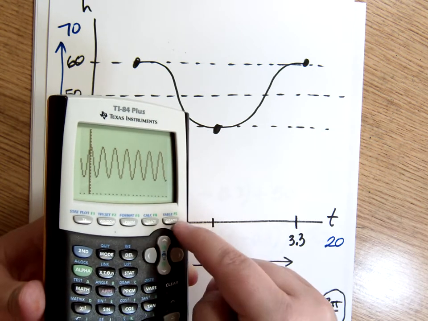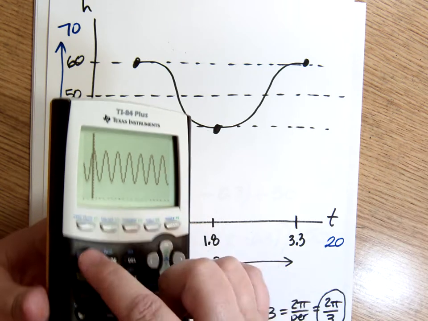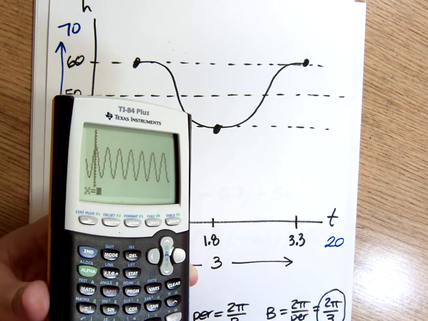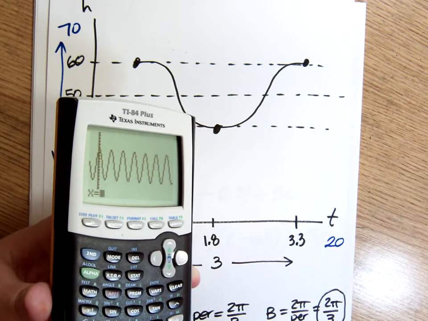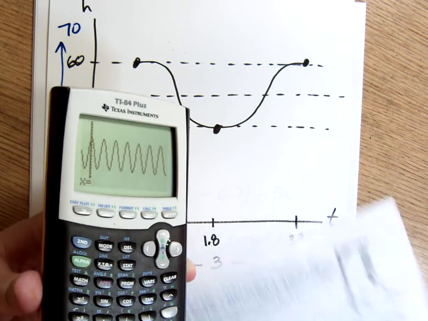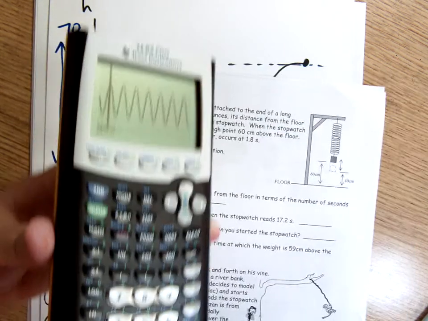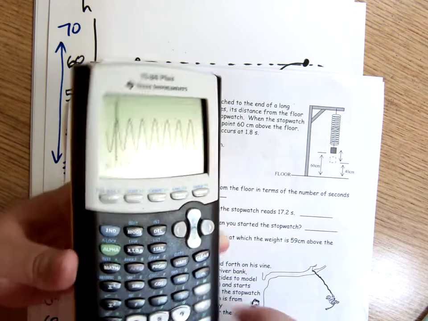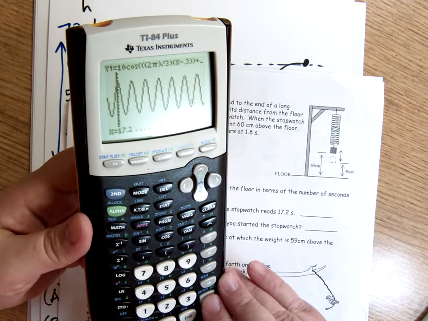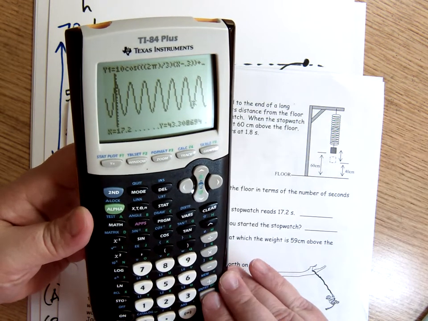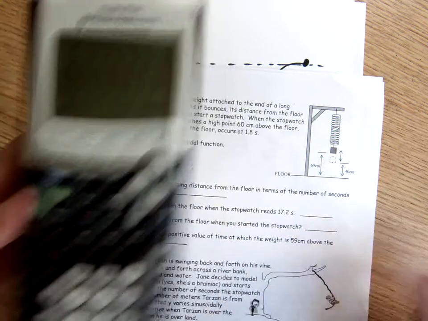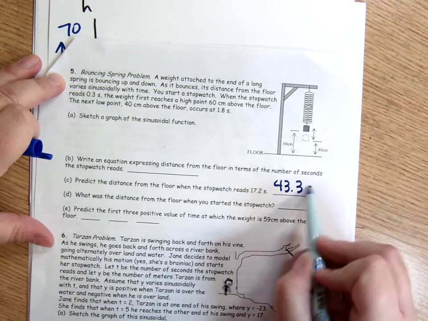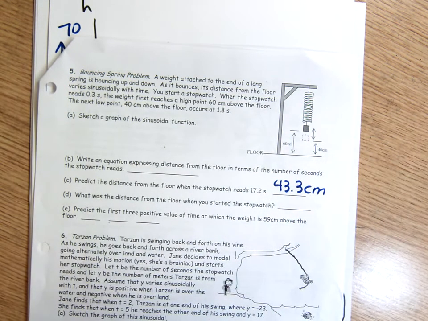Okay, so remember to plug in x values. I go to second, trace, 1, and I plug in any x values I need to plug in. In this case, that means t values. So it asks me, predict the distance from the floor when the stopwatch reads 17.2 seconds. So I'm going to type in 17.2. And I get 43.3 for y. So 43.3 centimeters.